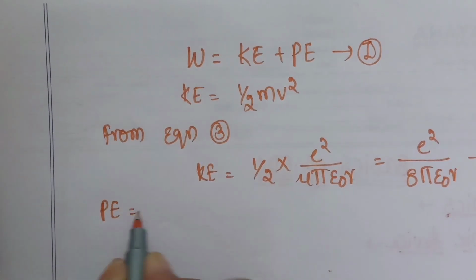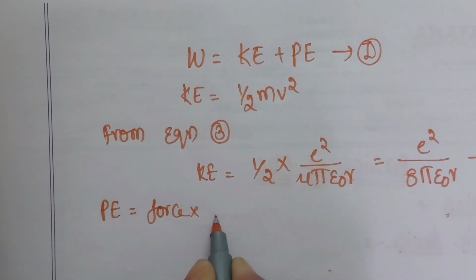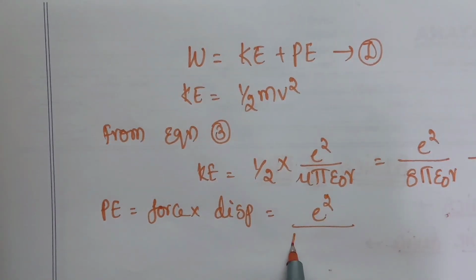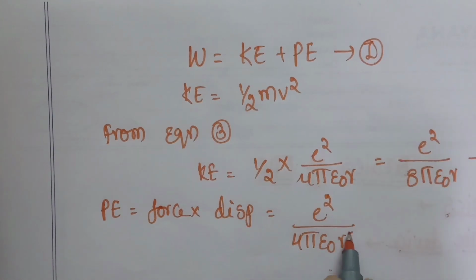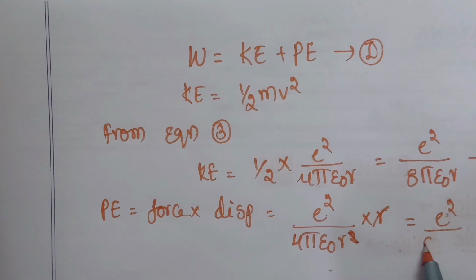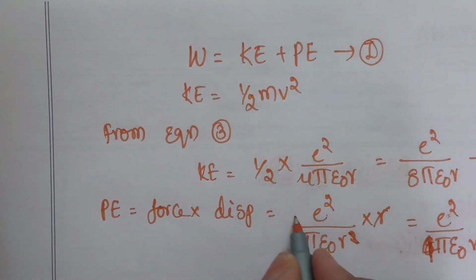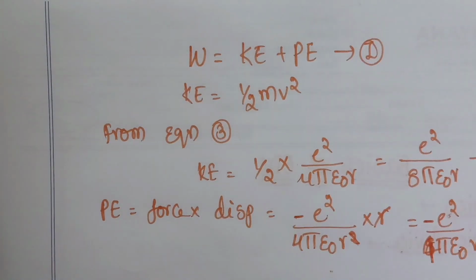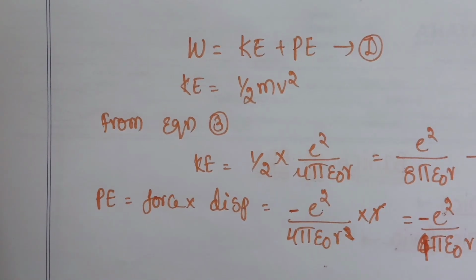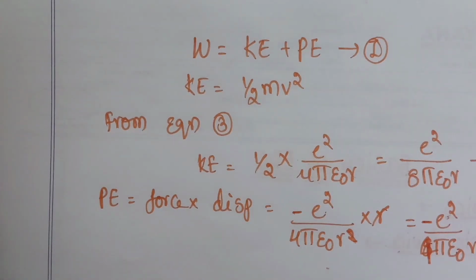Potential energy is equal to force into displacement, that is equal to E square by 4 pi epsilon naught r square into r. If we cancel r here, we get E square by 4 pi epsilon naught r. Consider a negative sign before this expression because potential energy by definition is the work done against the field. So potential energy is equal to minus E square by 4 pi epsilon naught r. Let us say this is equation number 5.